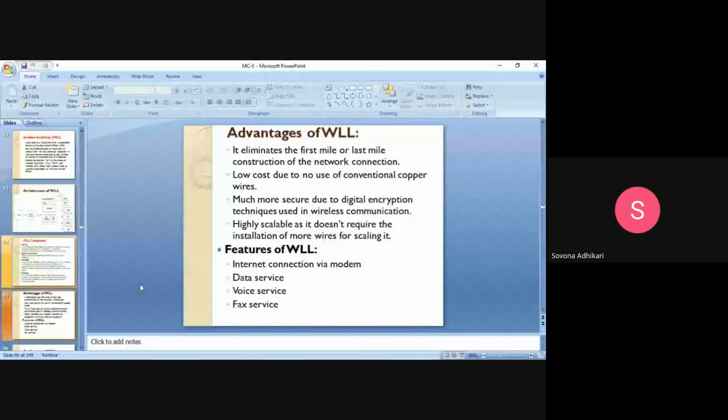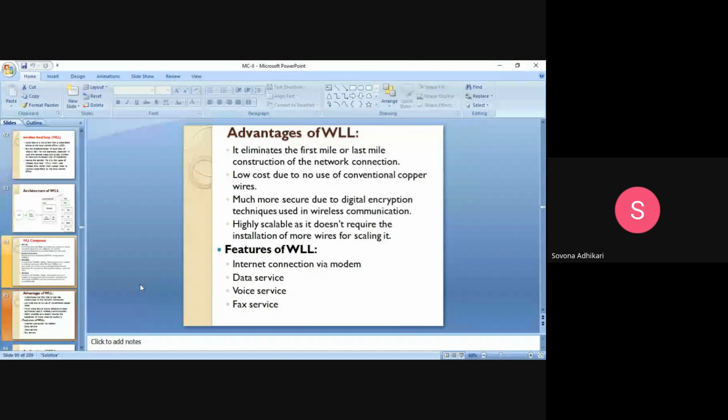Some advantages of WLL: it eliminates the first mile or last mile construction of the network connection, and it is low cost due to no use of conventional copper wire. As we discussed, it is wireless, so the cost is less because there is no use of any copper wire. Much more secure due to digital encryption techniques used in wireless communication. So it is more secure because data is encrypted from one end to another.